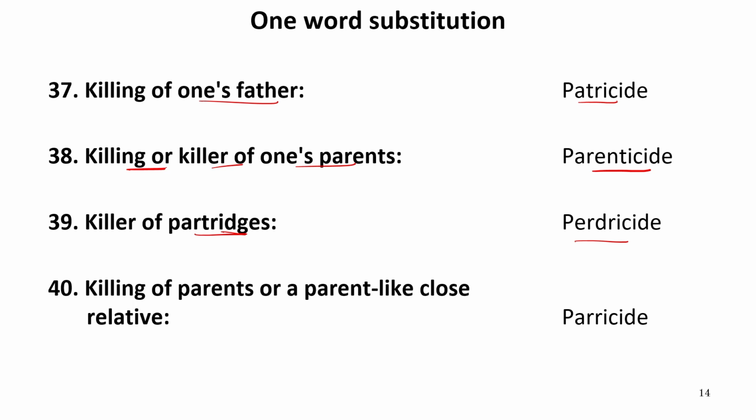Now, there is a difference. If we say killing of one's parents, that is known as parenticide. But if I say killing of parents or a parent-like close relative, now that is known as parricide. So there is a difference between parenticide and parricide. You must remember that if it is killing of one's parents, that is parenticide, and if it is just a parent-like close relative, then it is parricide. Now let us move further.